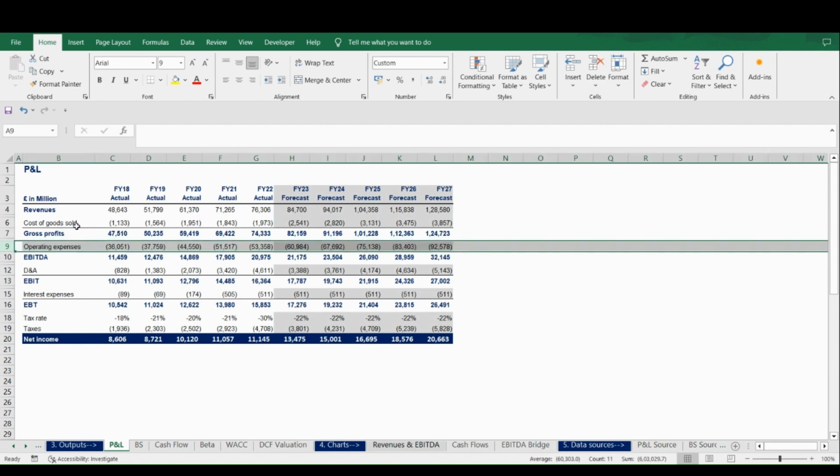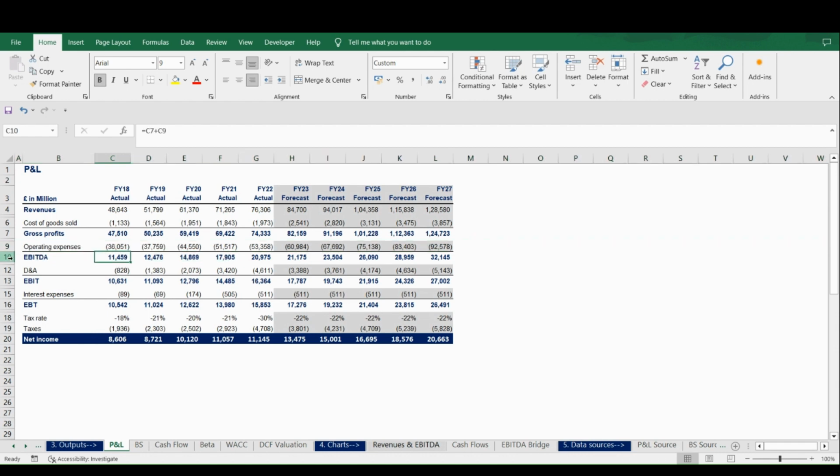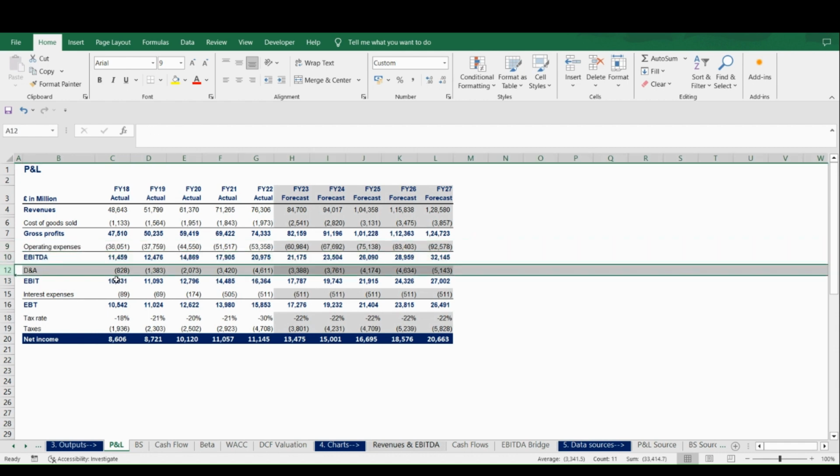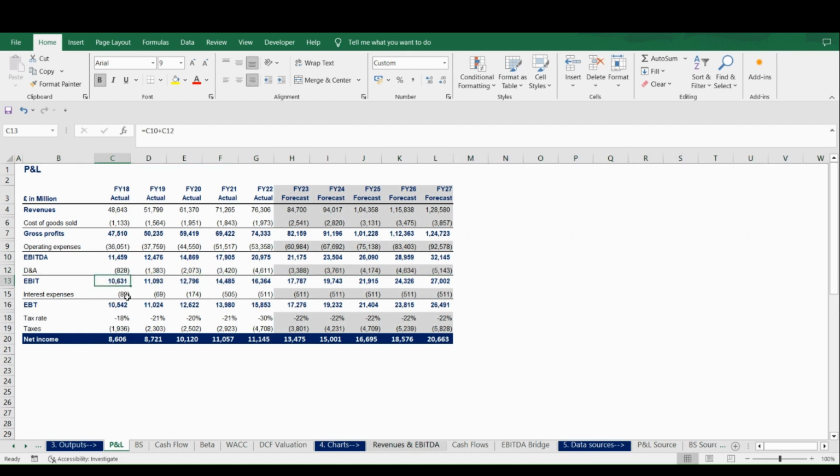From gross profits we deduct the operating expenses, then we get our EBITDA. Then after subtracting depreciation and amortization we get our EBIT levels. Then we have the interest expenses, and next we get our income before tax. This is the tax rate that we assumed in our P&L assumptions. This will be applicable here, and based on that, tax is calculated. And after deducting the taxes, we get our net income.